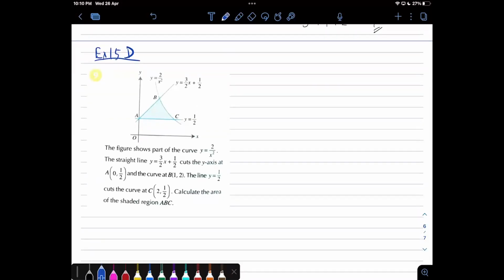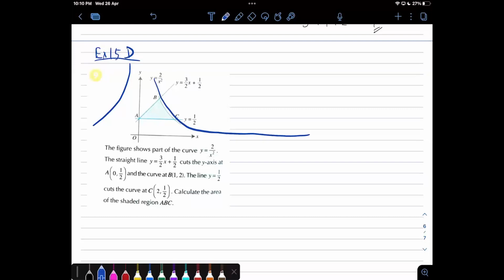Exercise 15D, Question 9. We have y equals 2 over x squared. It's this guy over here, a curve. 2 over x squared will look something like this. It's actually like a volcano shape. It doesn't cut the x-axis because it's over x squared. You can never divide by 0. So that means it will just become horizontal like this.